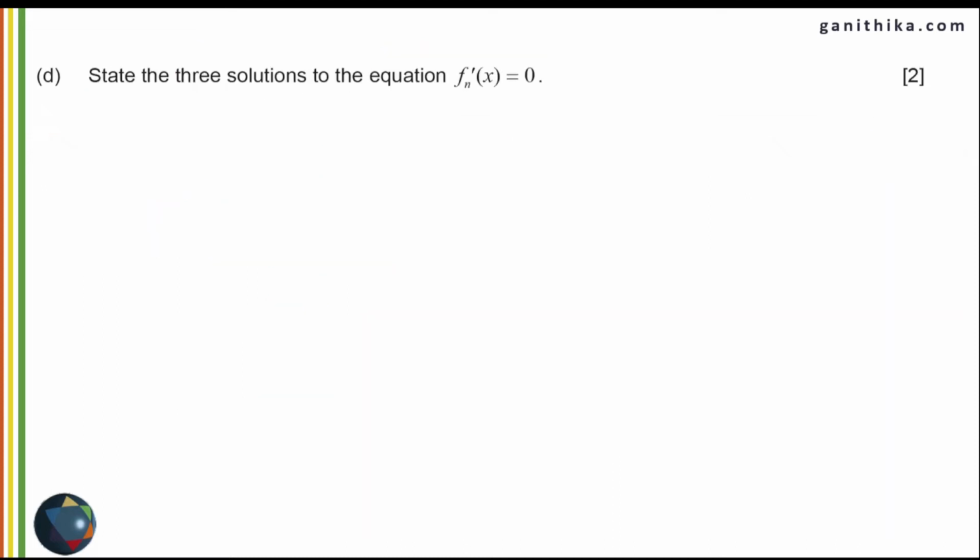Going further to question D, you have to find the 3 solutions to the equation of the derivative equal to 0. So making the derivative equal to 0, solve this equation. You have 3 factors.